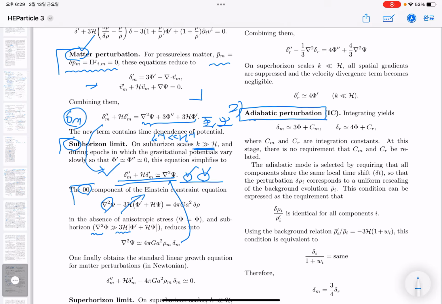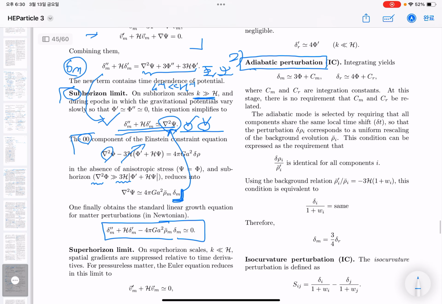And if we insert this one, which is the form of the Poisson equation, then we can obtain the growth equation for the matter perturbation. And this result is consistent with the Newtonian approach.